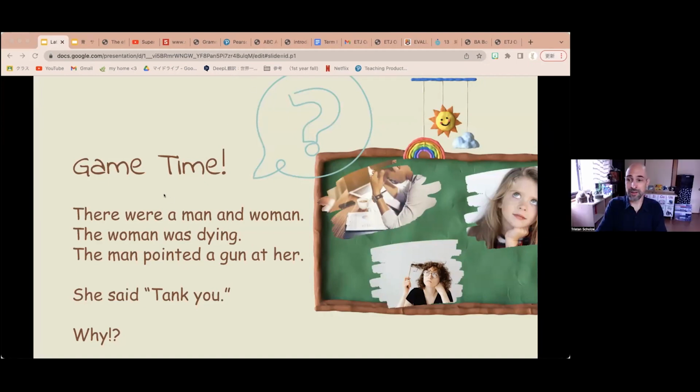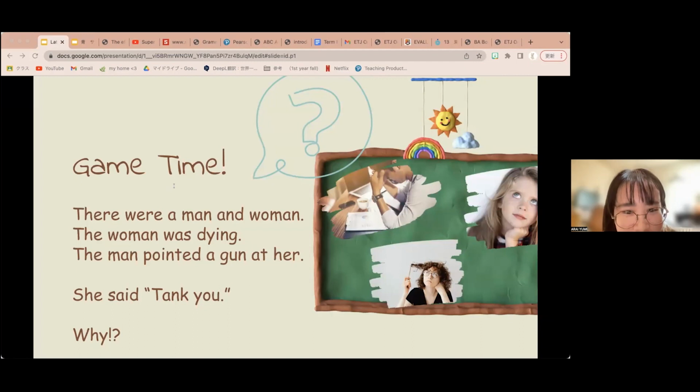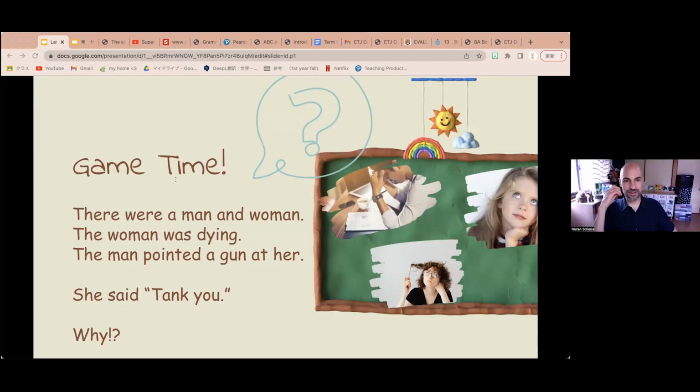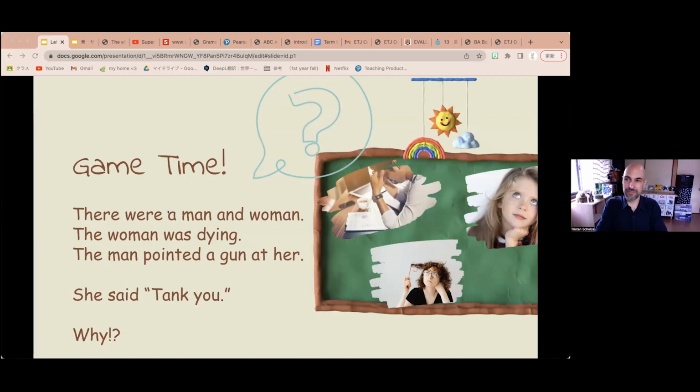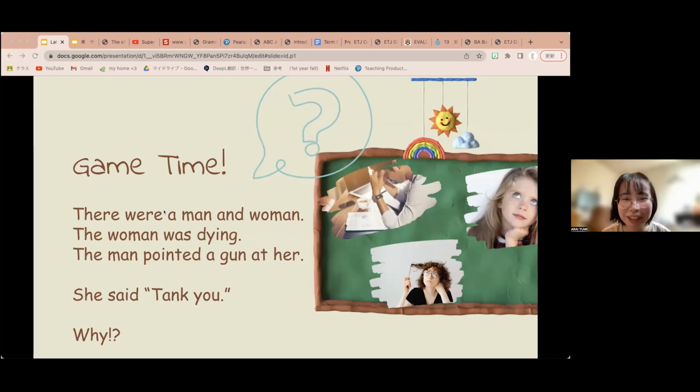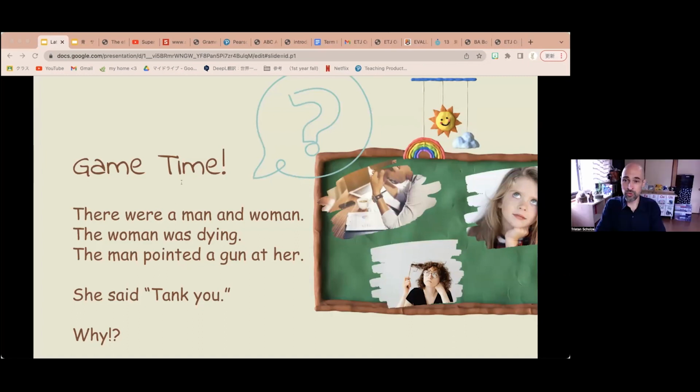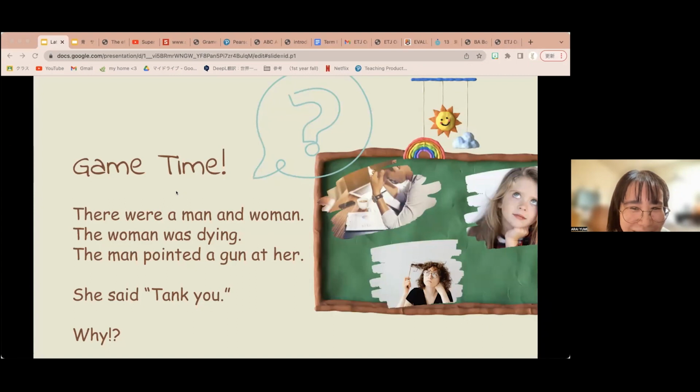Was it a flare gun? No. And she was dying. Dying like physically, or dying like colors? Physically. Yes. Was she dying because of the cliff? Yes, because of the cliff. And was it a gun in the usual sense?